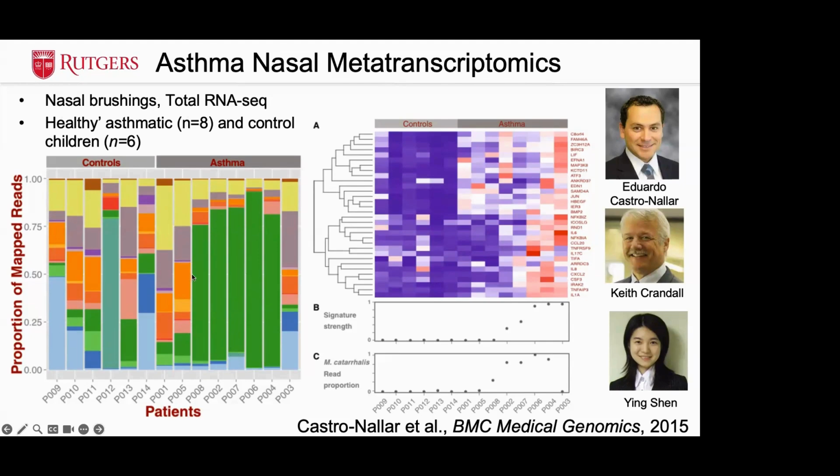we saw a really interesting pattern: the microbiomes between these asthmatic kids and their controls are very different. The controls have, maybe call this, a diverse microbiome, whereas asthmatic kids seem to have a lot more inflammatory microbes. For example, this green represents Moraxella catarrhalis, which is a commensal microbe.